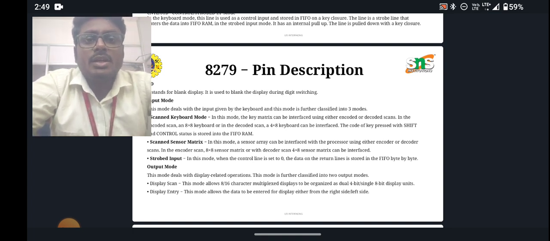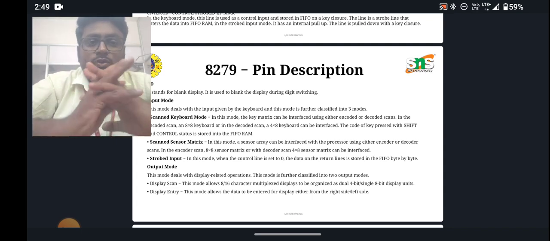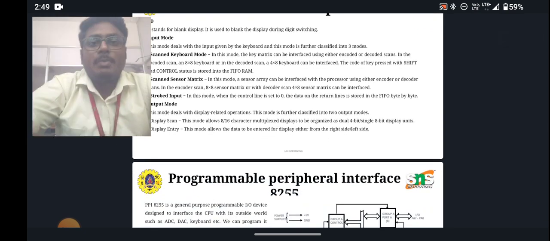In today's class, we discussed in depth the pin descriptions of 8279. In the next class, we will discuss the 8255 programmable peripheral interface.